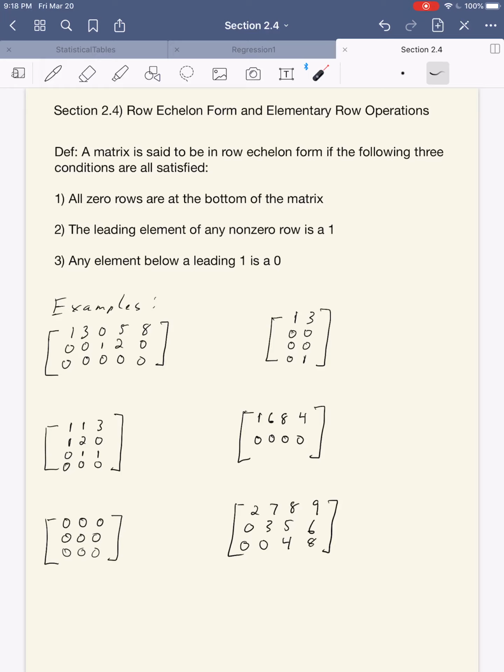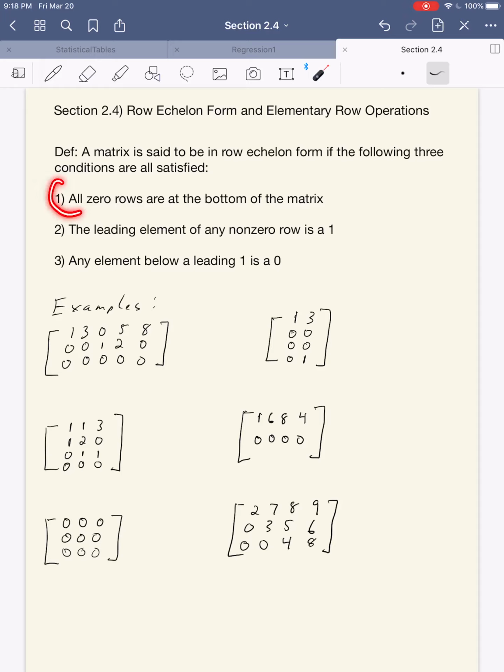So let's take a look at the 6 matrices that we have below, all very different shapes and sizes. We're going to try to determine which of these fit the definition of row echelon. So let's start with this first one here. This matrix looks to be a 3 by 5 matrix, 3 rows, 5 columns. Let's see if it satisfies these definitions.